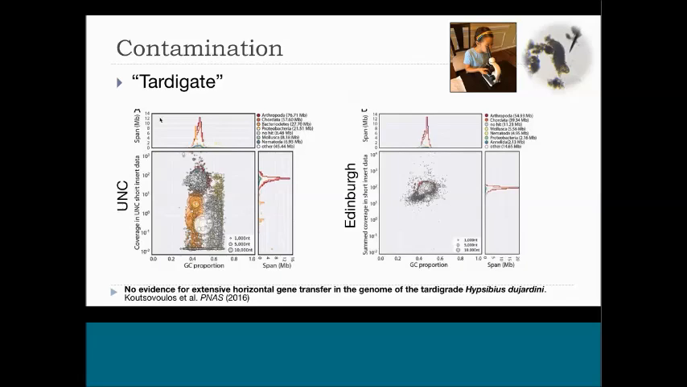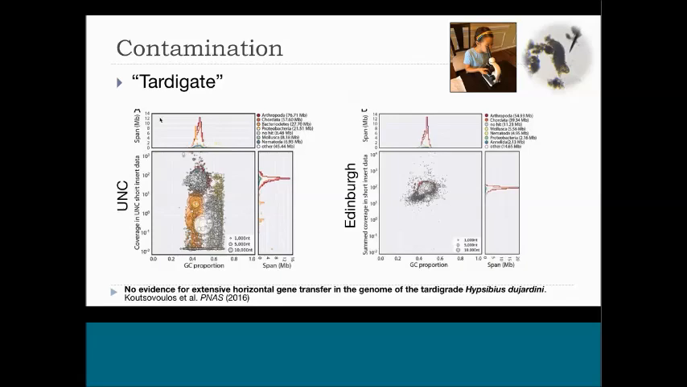On the left-hand side, each of the individual circles is a scaffold, separated by GC content and coverage of mapped short read data on the two axes. When you plot it out in that manner, you can see on the left-hand side there's a lot of stuff in the sample that doesn't look like tardigrade DNA in the UNC assembly. When you look at the Edinburgh assembly, which did careful contamination screening, a lot of this gets cleaned up, and now the GC and coverage look much more uniform compared to the one that didn't go through the contamination screen prior to assembly.